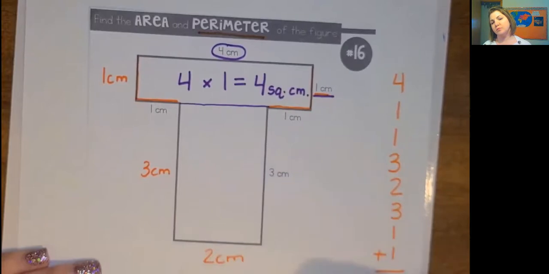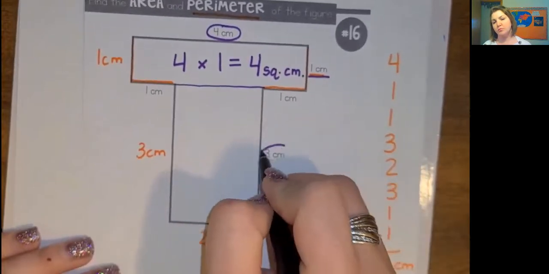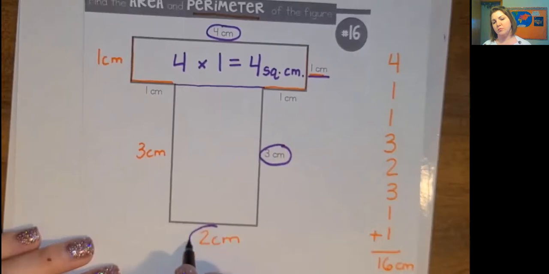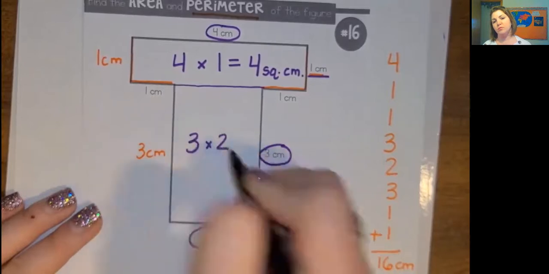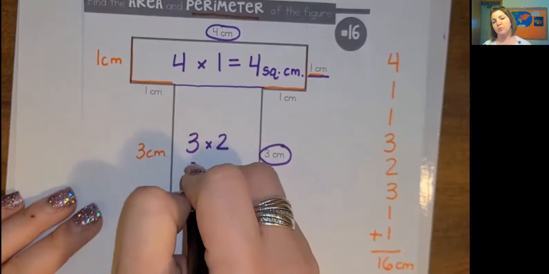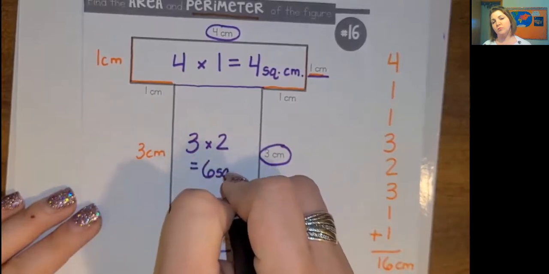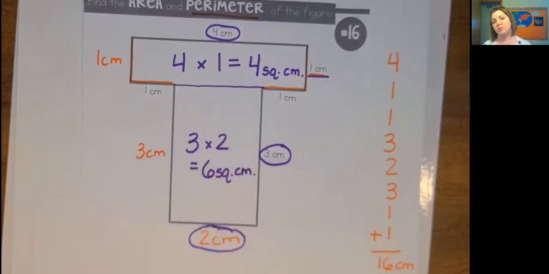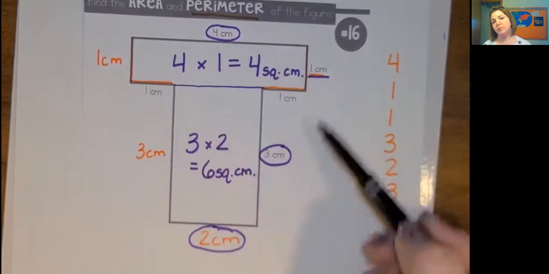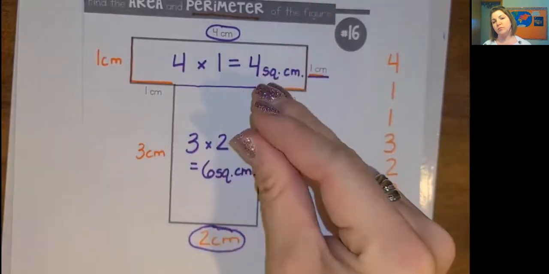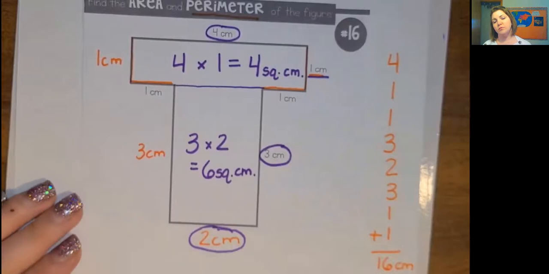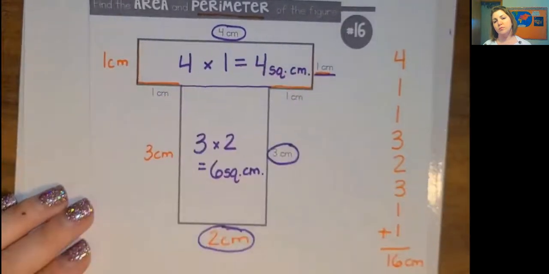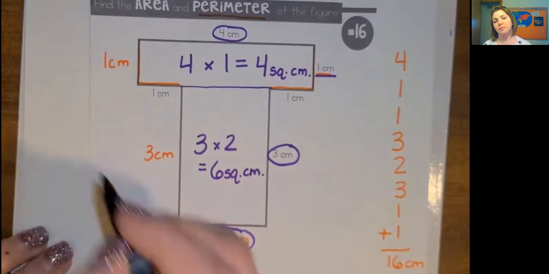Now let's look at our bottom rectangle. I know that my length is 3 centimeters and my width is 2 centimeters. So I'm going to multiply 3 times 2, and that equals 6 square, that's exactly right, 6 square centimeters. In order to find the area of this whole figure, I'm going to put these two together. So I'm going to put together 4 and 6. What operation is it called when we put things together or combine them? You're exactly right, it's addition.